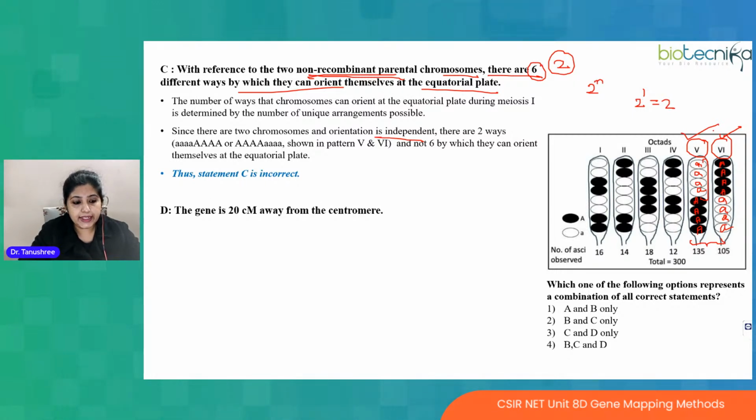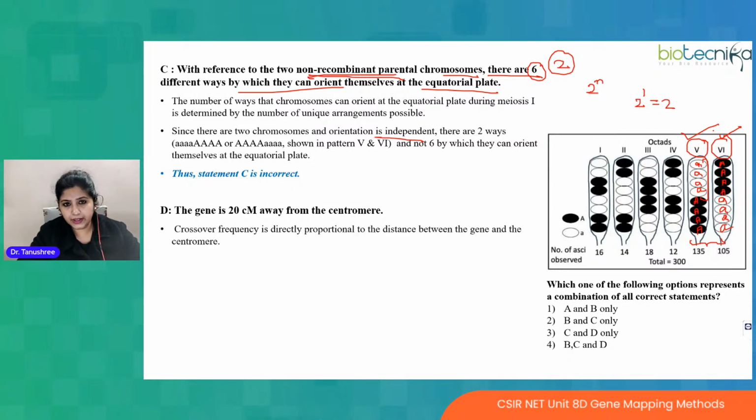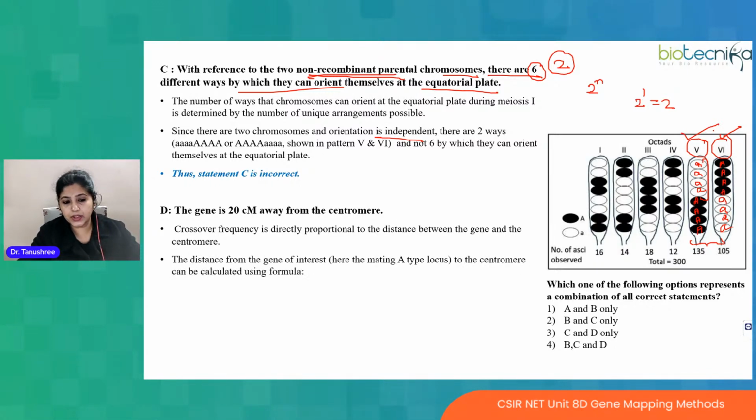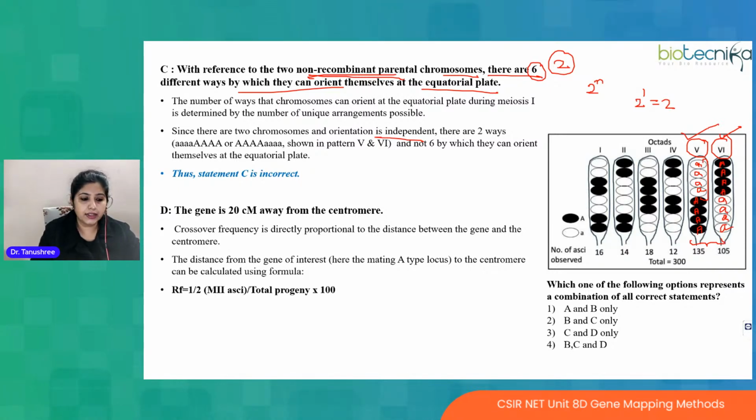And the gene is 20 centimorgan away from the centromere. Now we can determine this using recombination frequency, which is proportional to the distance between the genes. The closer the two genes, the less chance of them undergoing recombination; the farther the genes, the more chance of recombination. So here we will use the formula to calculate the distance, which for ordered tetrad analysis is half into M2 asci by total asci into 100.